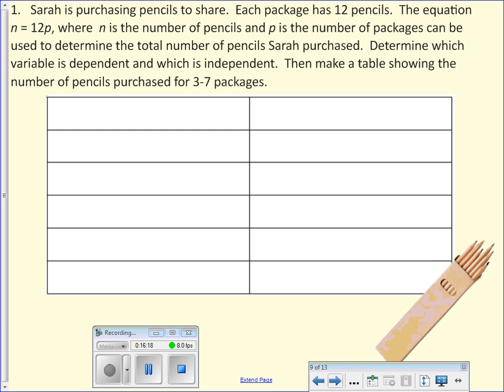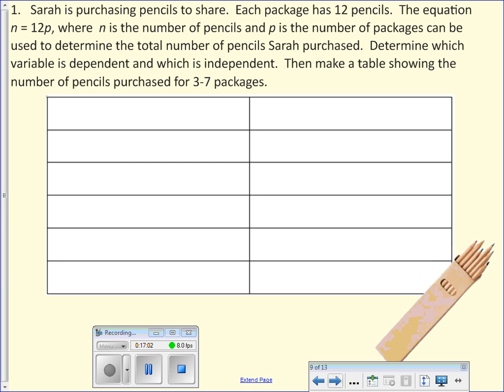Sarah is purchasing pencils to share. Each package has 12 pencils. The equation n equals 12p. All right, they gave us the equation, where n is the number of pencils and p is the number of packages, can be used to determine the total number of pencils Sarah purchased. Determine which is independent and dependent. Then make a table showing the number of pencils purchased for 3 to 7 packages. That was kind of a tongue twister. Now this says to identify the variables first and then make the table. I think it's easier to make the table. It's up to you. Okay?